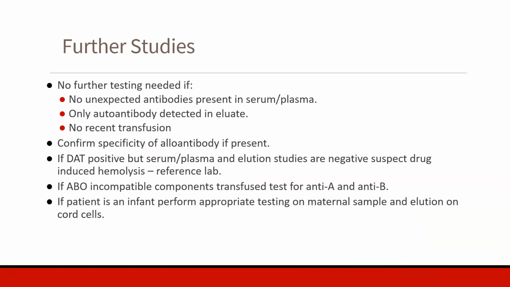do further studies, or when do I stop? So no further testing is needed if the following 3 criteria are met. There are no unexpected antibodies present in the serum or plasma. Only autoantibody is detected in the eluate, and there's been no recent transfusions. If those 3 criteria are met, then you don't need to do anything else.